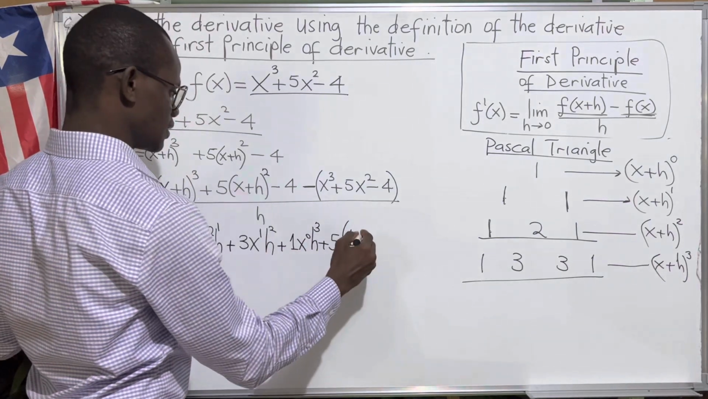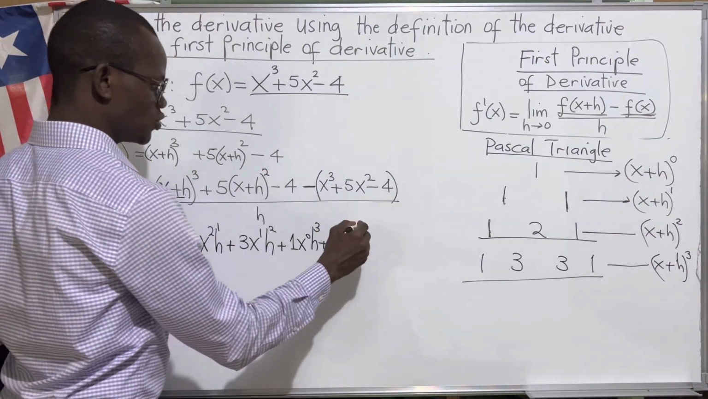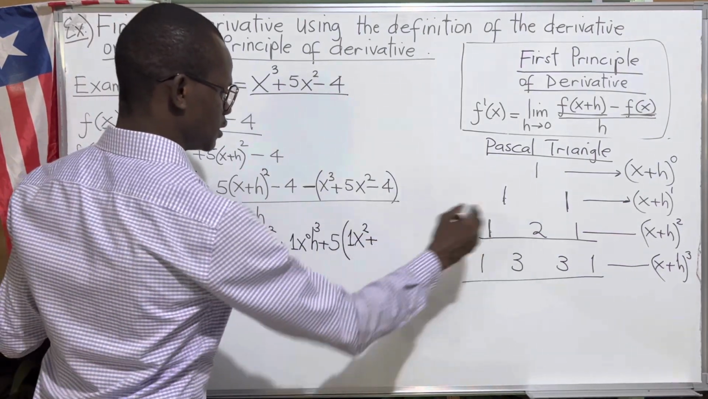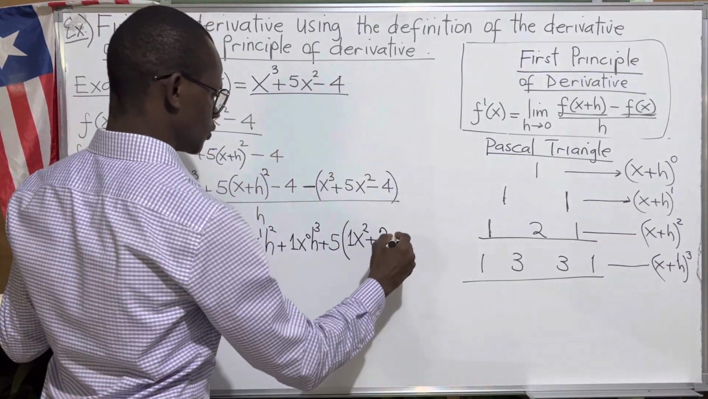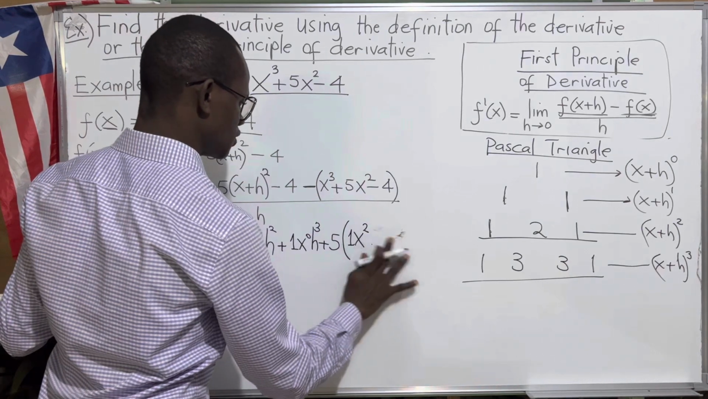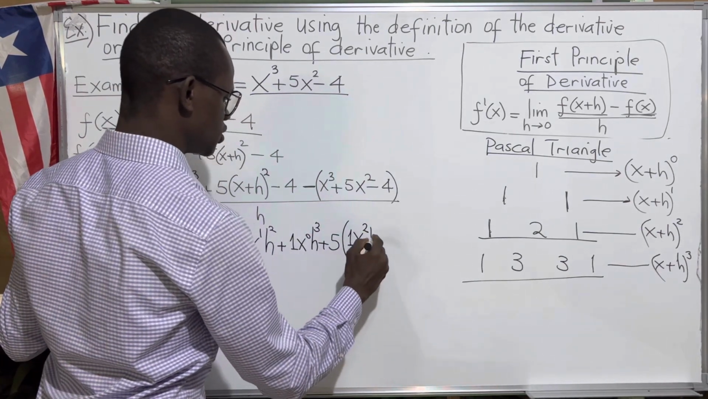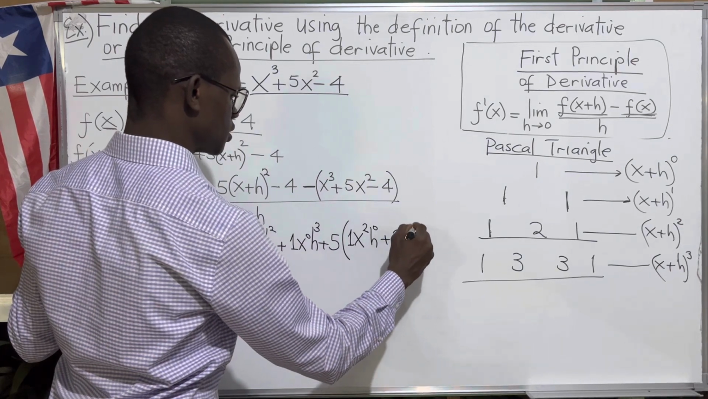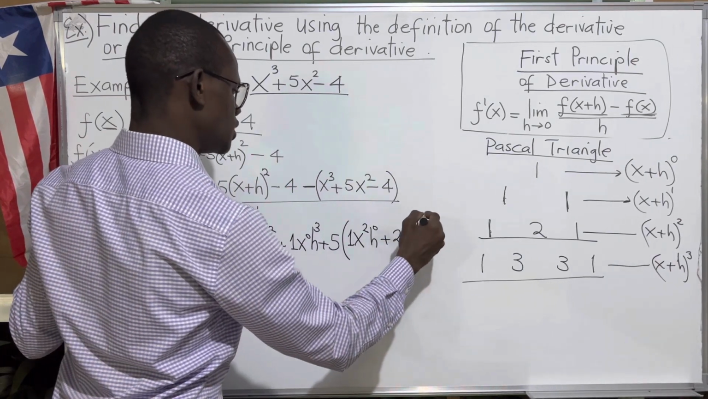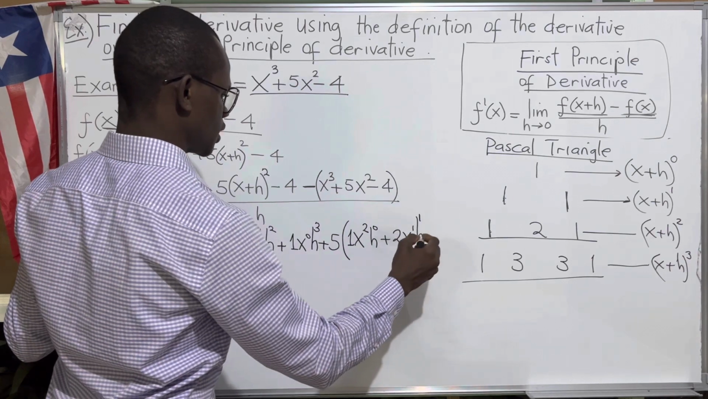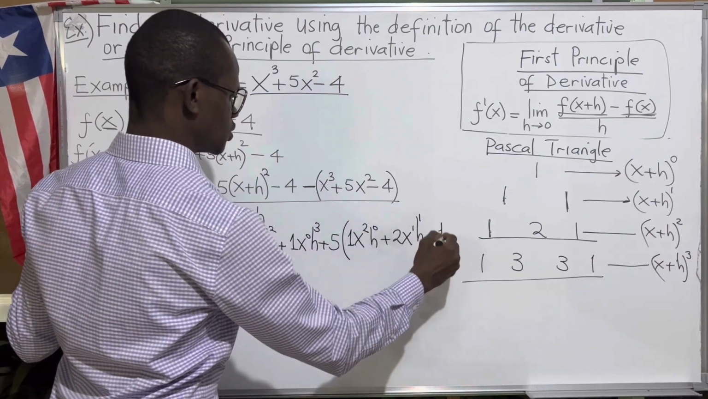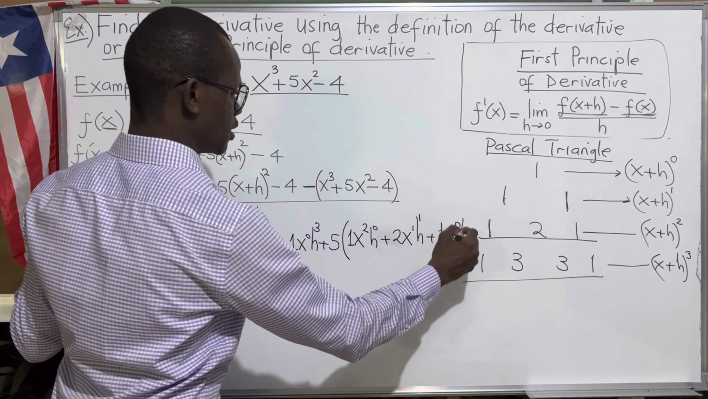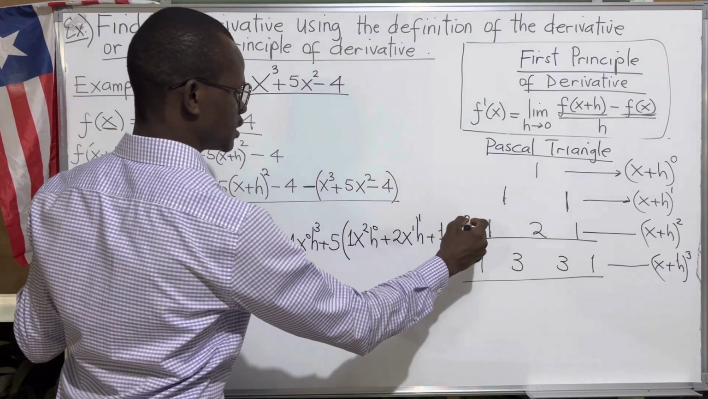So the coefficient is 1. So we take x, we raise it to the highest power, which is 2, not 3 now. Plus the middle term is 2. So if x is raised to the second, then it means h is raised to the 0, right? Plus 2x to the first, then h increases to the first, plus the last one is 1. X now drops to the 0 power, and h increases to the second.